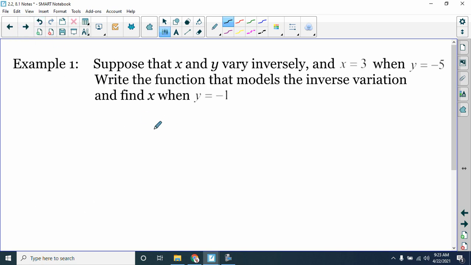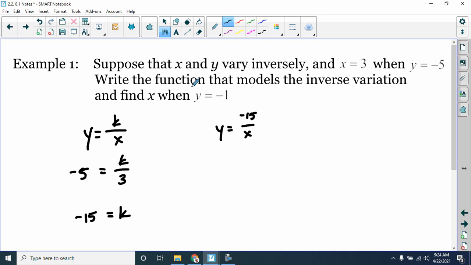So example 1 says, suppose that x and y vary inversely. As soon as we see that x and y vary inversely, I would write y equals k divided by x. If it said directly, I would write k times x. It tells me x is 3 when y is negative 5. So plug in 3 for x, when y is negative 5. We should be able to solve for k. Multiply both sides by 3 gives me k equals negative 15.